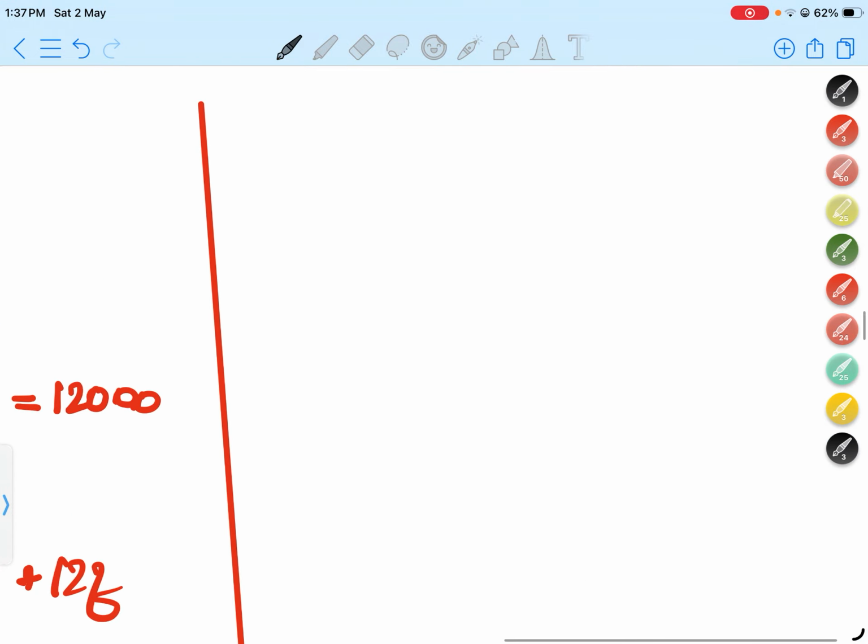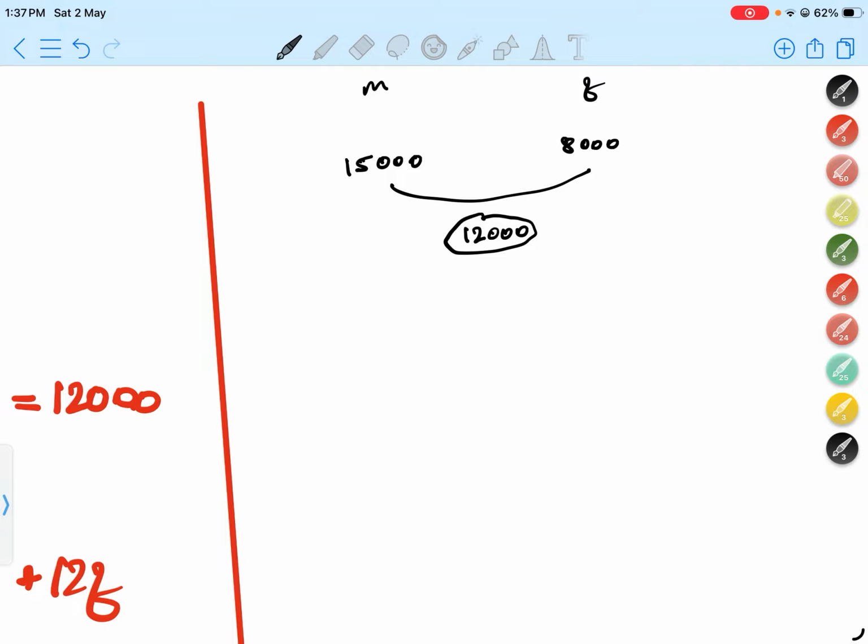So here we are given that the salary of male employees is 15,000 on average, and that of female employees is 8,000 on average, and the average of these two is given to be 12,000 rupees. So this is our average. How much does it deviate from this value? It deviates 3,000 plus, and from this we get minus 4,000.